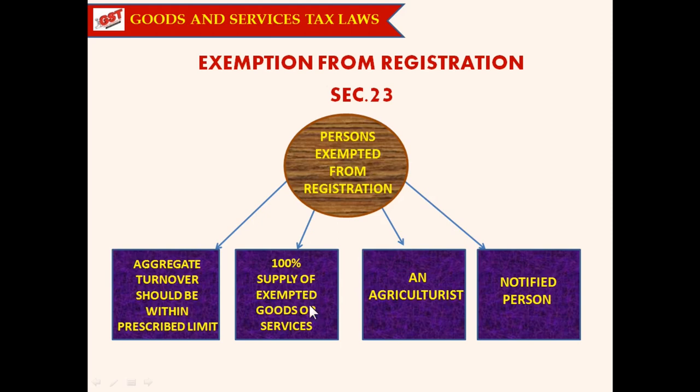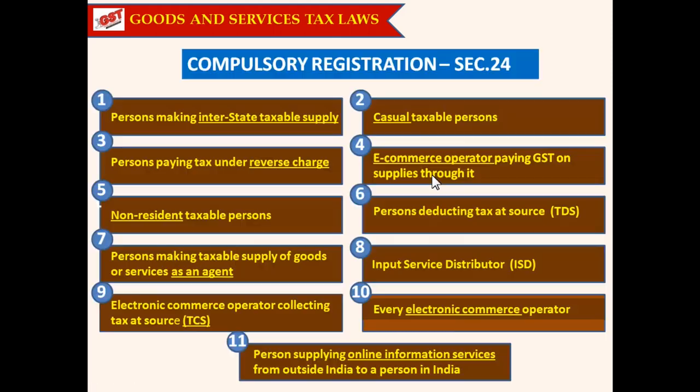And when a person is supplying exempted goods or services, he should have 100% supply of exempted goods or services. Then he is exempted from registration under section 23. The agriculturists who are dealing with the agricultural commodities are exempted from registration under section 23. And the Government of India has notified some classifications of persons who are exempted from registration, and those persons need not register under this Act as per section 23. These are the provisions given for exemption from registration.